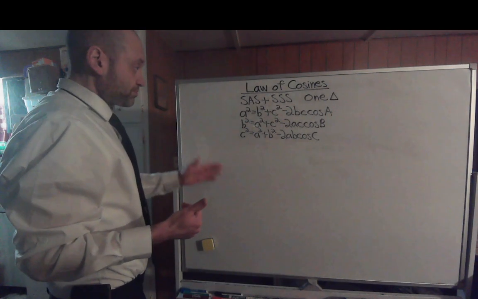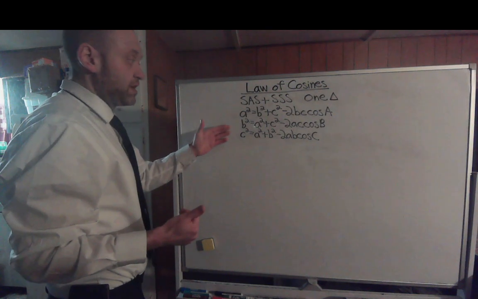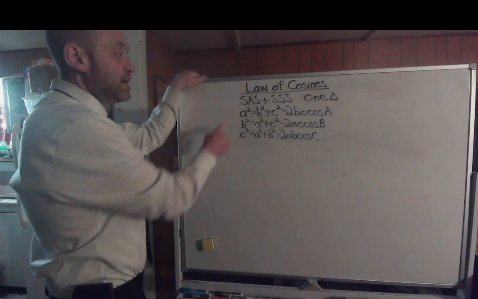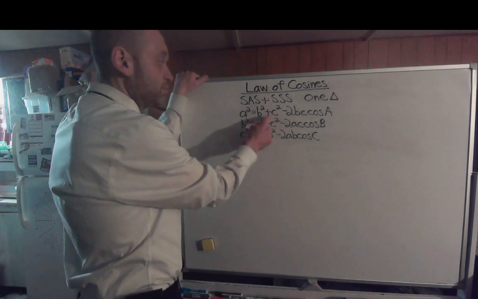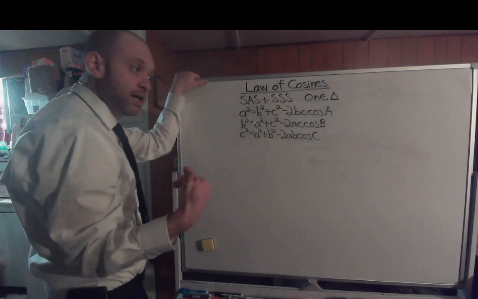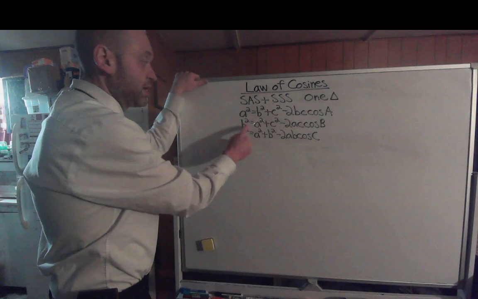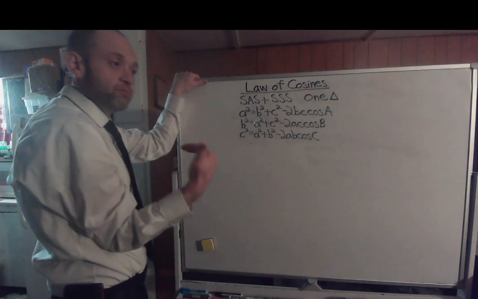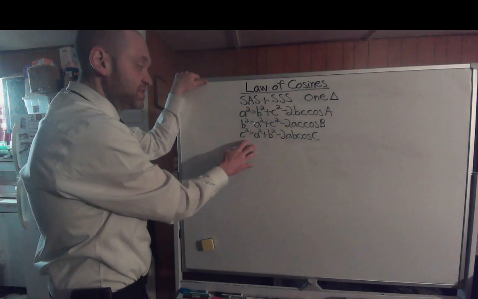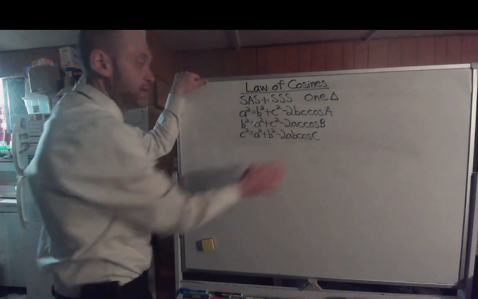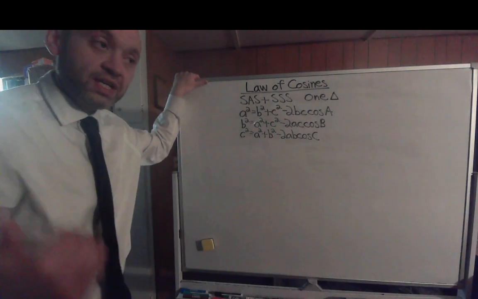So this comes in one of three variations depending upon what you're given for your triangle. You could have a squared equals b squared plus c squared minus 2bc cosine of angle A. You could have b squared equals a squared plus c squared minus 2ac cosine of B, or you could have c squared equals a squared plus b squared minus 2ab cosine of angle C.